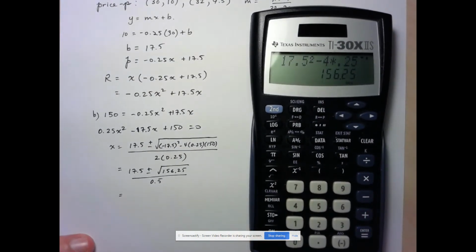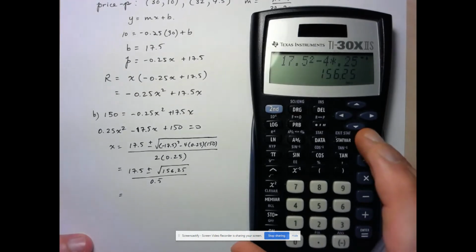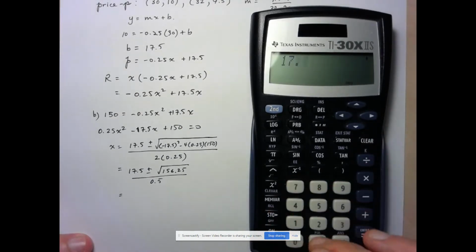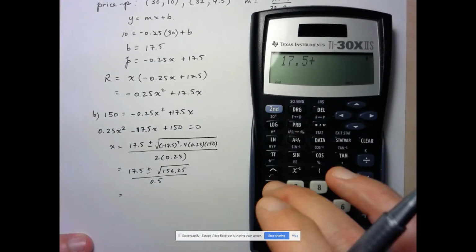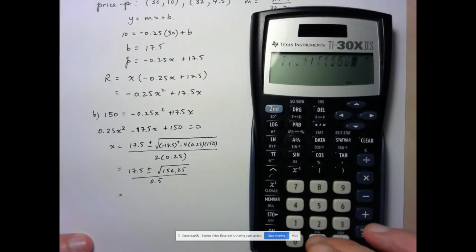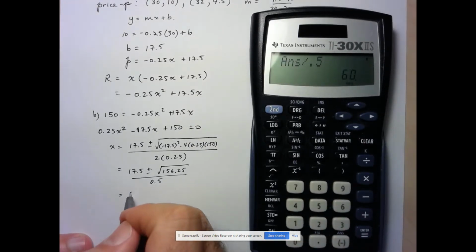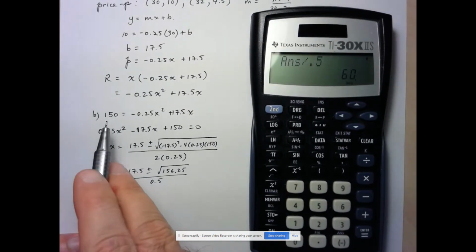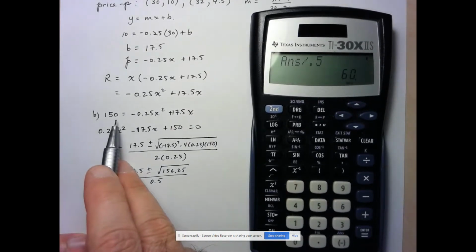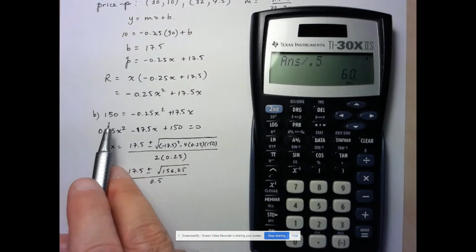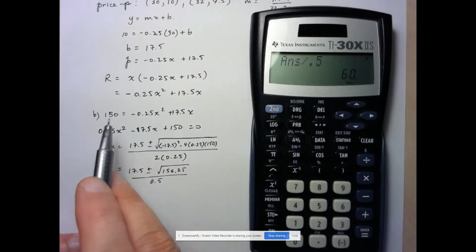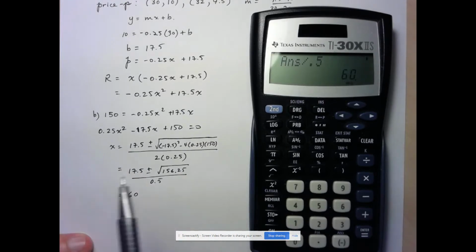So there's two answers. You know, if one of them turns out to be negative, obviously I'm not going to take that one into account. So we have 17.5 plus the square root of 156.25 equals, and divided by 0.5, and that's 60. Okay, so if I sell 60 photographs, I'll have a, what do you call that? Sorry, a revenue of $150.